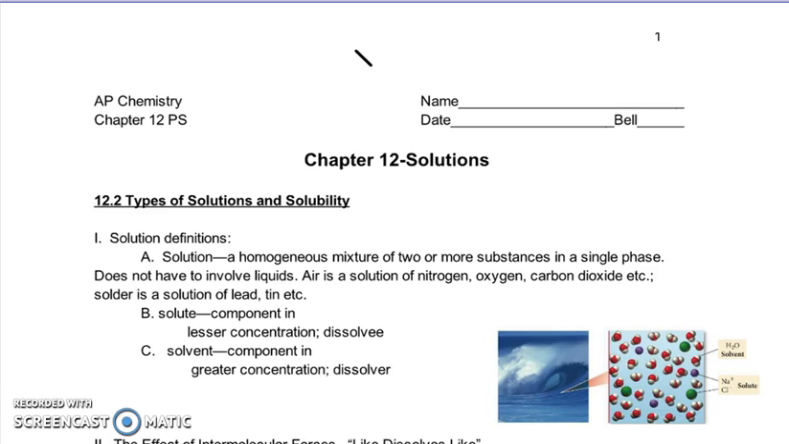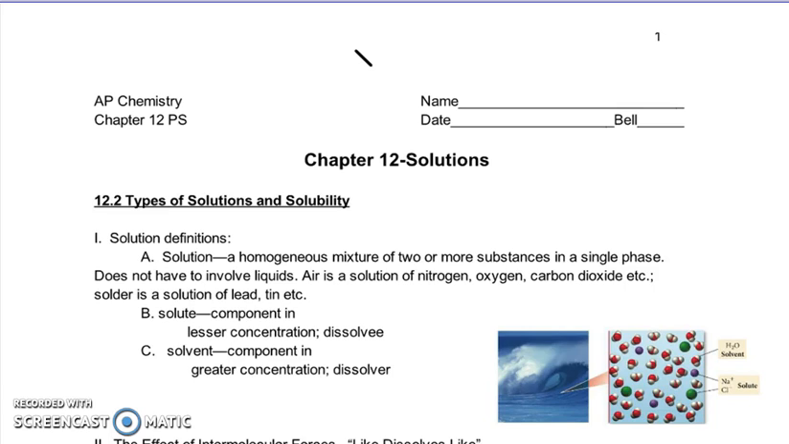We're going to be talking about types of solutions and solubility to start off with. There are many types of solutions. It doesn't have to be a liquid, although the most common form is. A solution is defined as a homogeneous, meaning similar throughout, mixture of two or more substances in a single phase. That phase can be solids, liquids, or gases. It doesn't have to involve liquids.